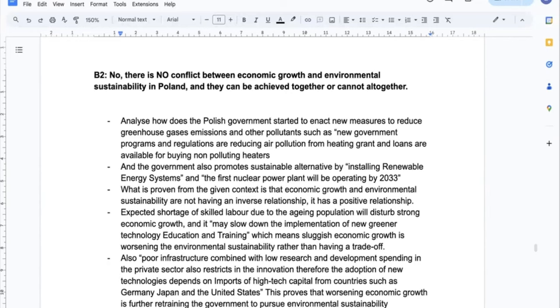Also, what is proven from the given text is that economic growth and environmental sustainability do not have an inverse relationship. It rather has a positive relationship. As the text says, there is an expected shortage of skilled labor, which will disturb strong economic growth, and it may slow down the implementation of new greener technology, education and training. This means that sluggish economic growth is worsening the implementation of environmentally sustainable policy rather than having a trade-off of the two. Also, the last reference further proves the point that I just mentioned above.